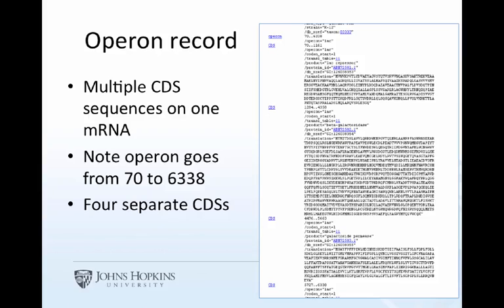In prokaryotes, you can have a single mRNA that contains more than one coding region. That would be very rare in eukaryotes, but very common in bacteria and archaea. This operon goes from position 70 to 6338. The mRNA would be larger, since it would include the untranslated regions of the mRNA that come before the start codon and after the last stop codon. If you look at the annotation, you'll see that this operon has 4 CDS regions.